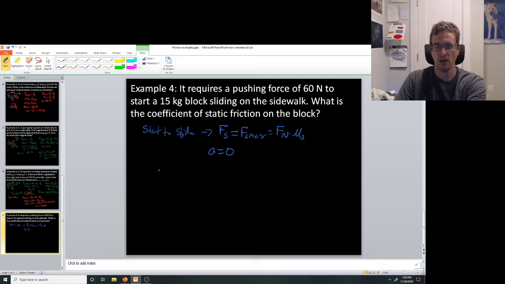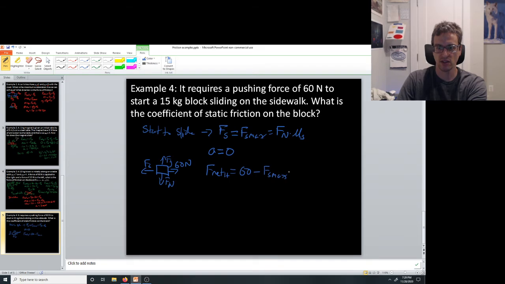Okay, so we've still got a block, 60 newtons. Static friction is going to be the other way, right? Still Fg, Fn. So F net horizontal is 60 minus Fs max, right? We know it's this maximum. And we already know this, that Fn equals Fg. I'm not going to do the whole vertical situation again. I've done it like 3 times already. Hopefully you've already gotten that part. There's no other vertical forces, so that's true.